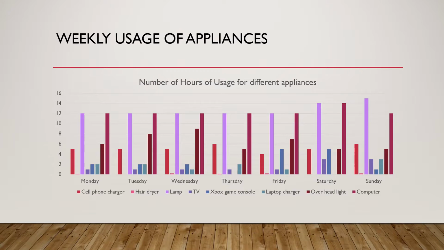So here is my weekly usage of appliances. This chart shows the number of hours of usage for different appliances. So I tested a cell phone charger, a hair dryer, lamp, TV, Xbox game console, laptop charger, overhead light, and my computer. So you can see the most hours of usage were the lamps, the overhead light, the computer, and the cell phone charger.